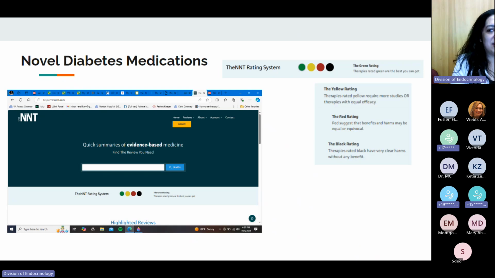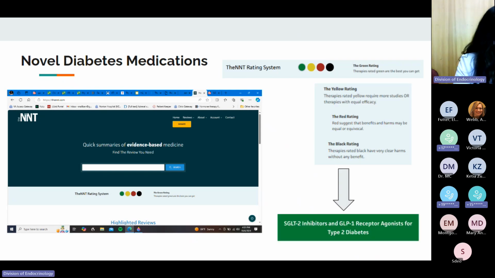So green means it's the best you can get. That's definitely strong evidence supporting it. It's cost effective, high value care. Yellow means we need more studies, but it's an okay thing. Red means there may be equal benefit and harm. So, kind of have a patient discussion and really think about it. And black means please don't proceed. And there's no clear benefit here.